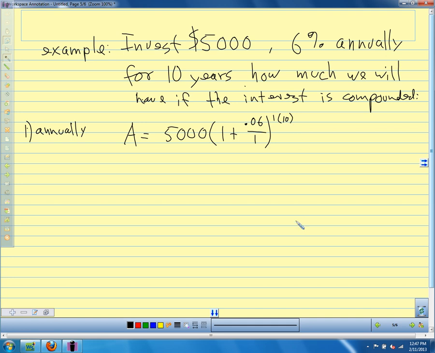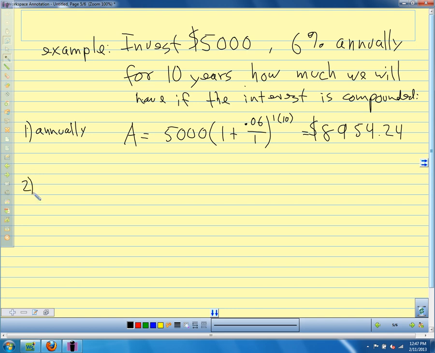Now the most common mistake that people make when they calculate this is they do the exponent before they do the parentheses. So do everything in your parentheses first, then you do your exponents, and then you do your multiplication. So remember your order of operations. And if I calculate this out, 0.06 divided by 1, add 1, raise it to the 10th power, multiply it by 5,000, you should get 8954.24. So if our interest is compounded annually, we end up with about $8,900 from an investment of $5,000.